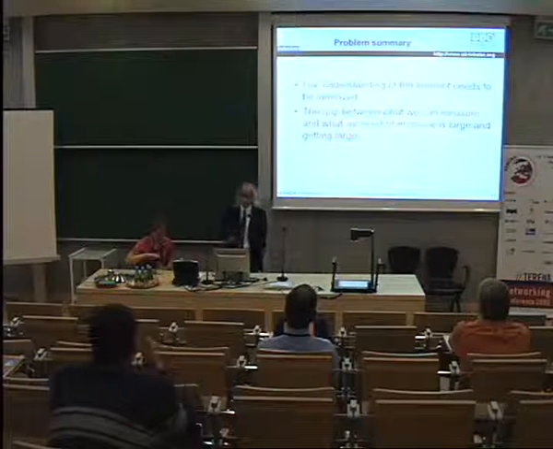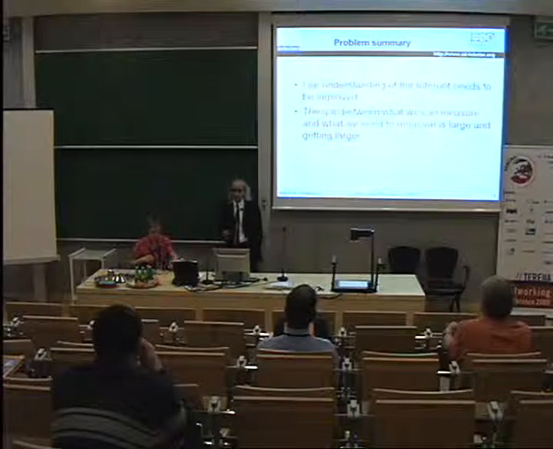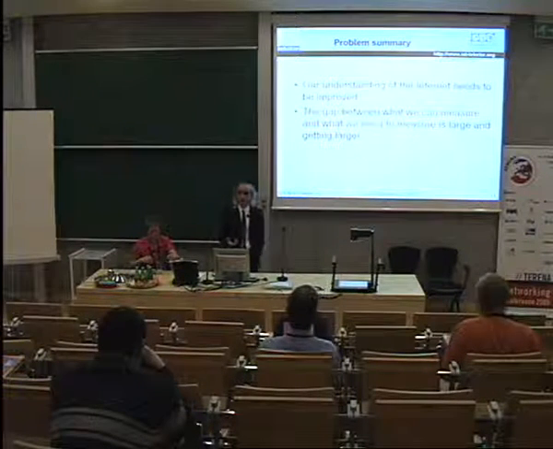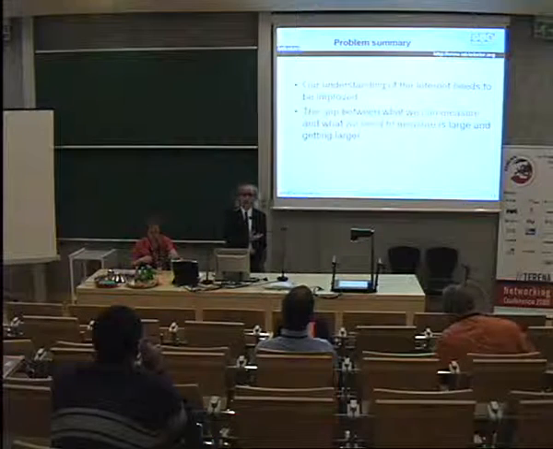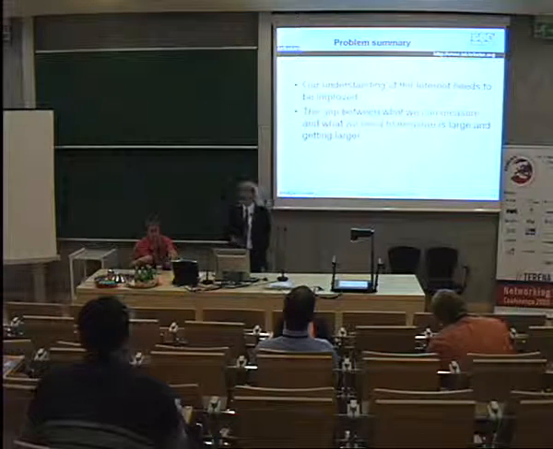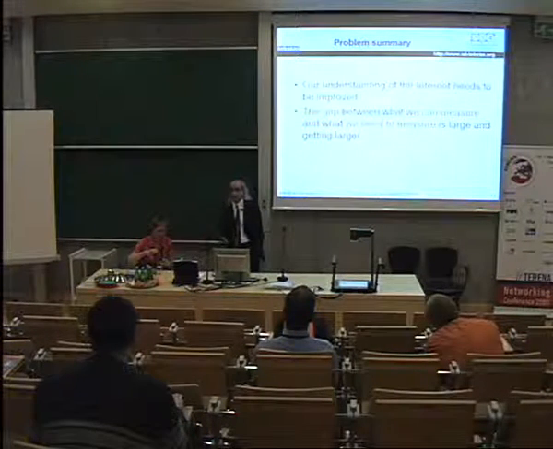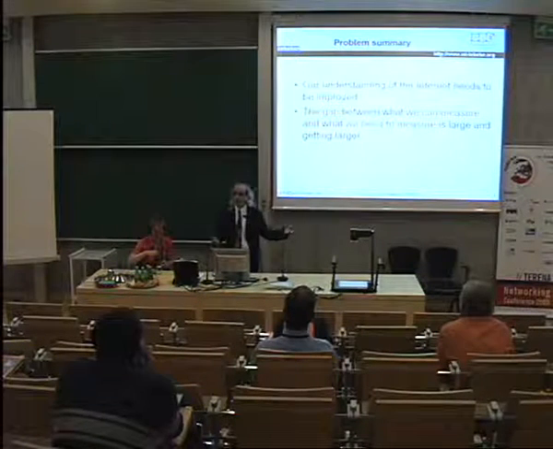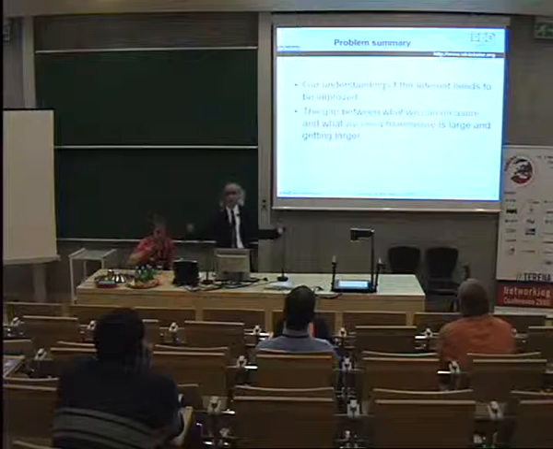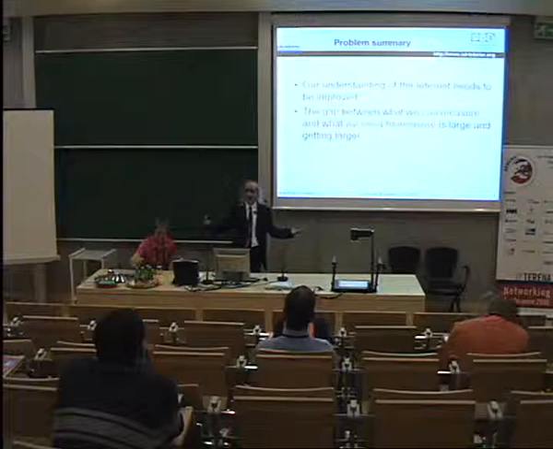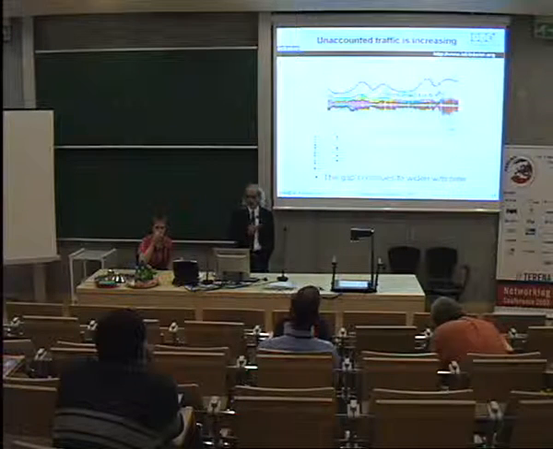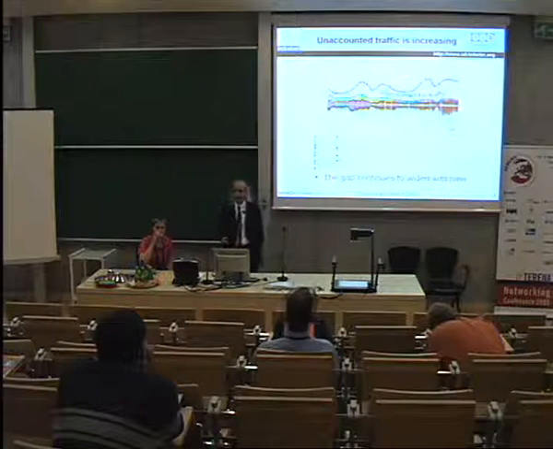So let me try to summarize the problem. The problem is that our understanding of the internet needs to be improved in order to understand cyber attacks, in order to understand traffic categorization, in order to understand and avoid friendly fire. And the gap between what we measure and what we need to measure and understand is large and is getting larger. And let me show a pictorial visualization of the gap now.